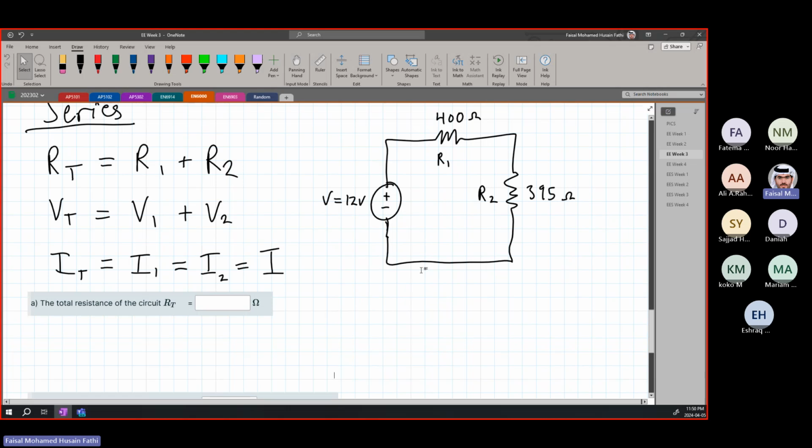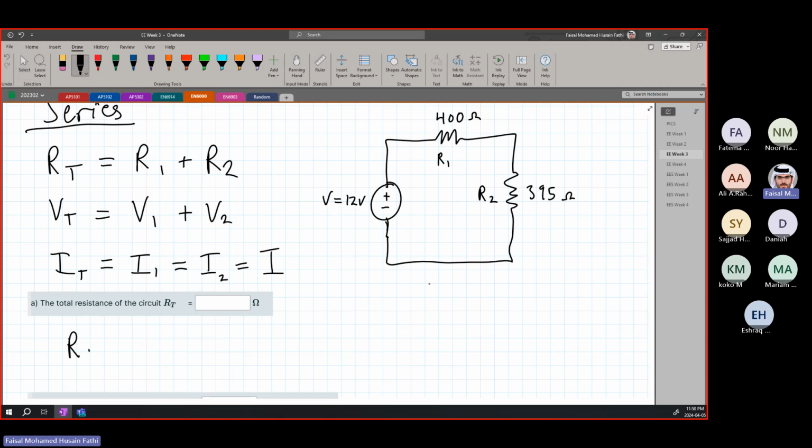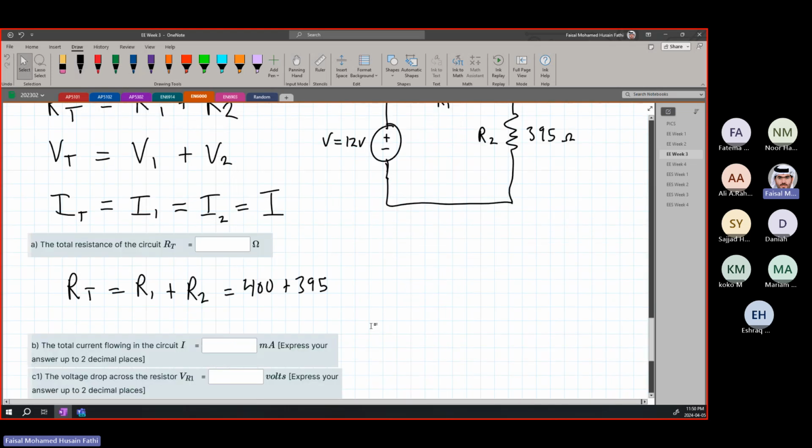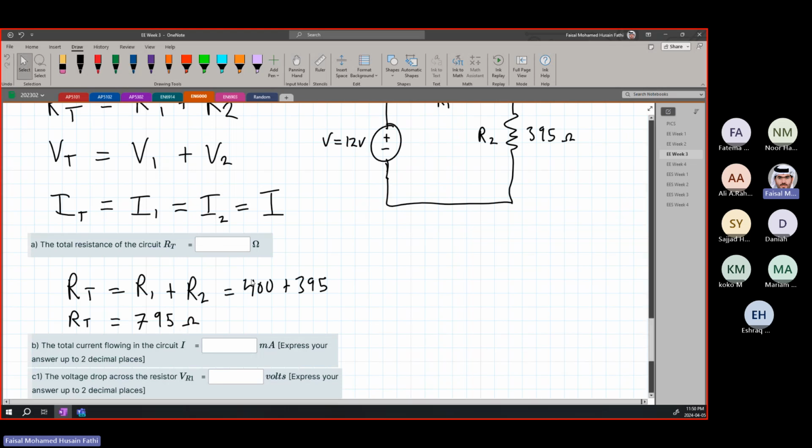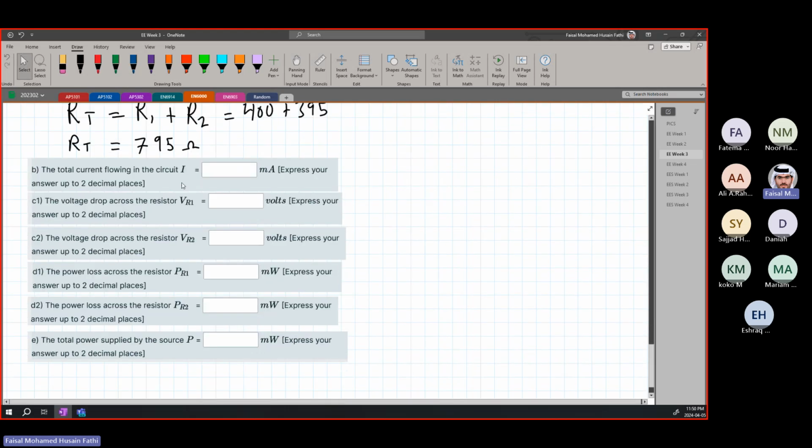For the first question, it says, find the total resistance of the circuit. Very easy. R total is equal to R1 plus R2, which is equal to 400 plus 395. So R total is going to be equal to 795 ohms. Very straightforward, the total resistance of the circuit.